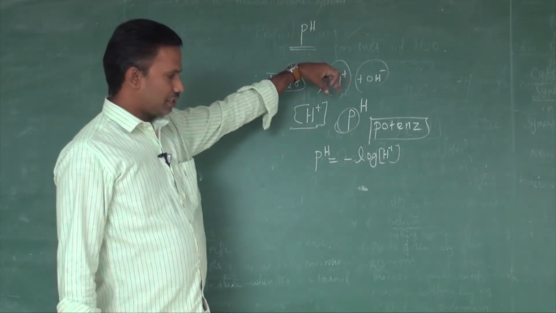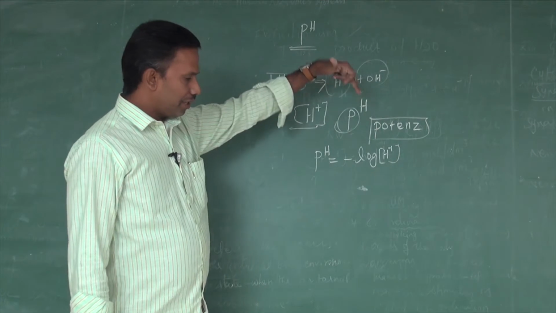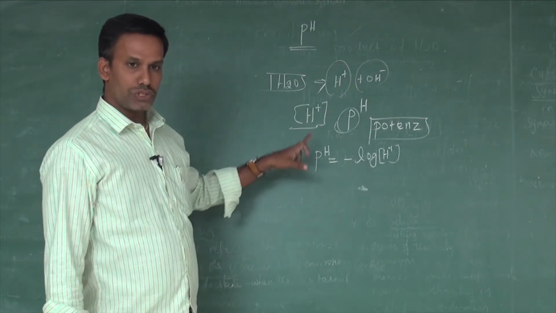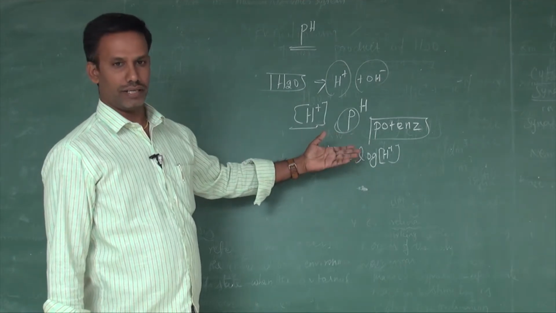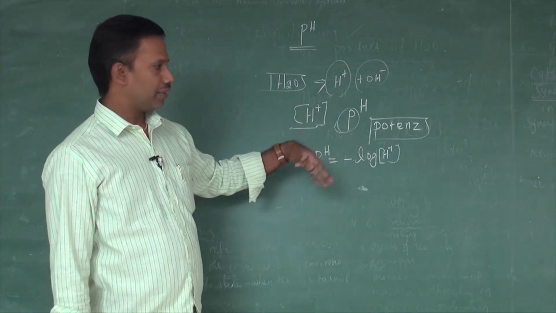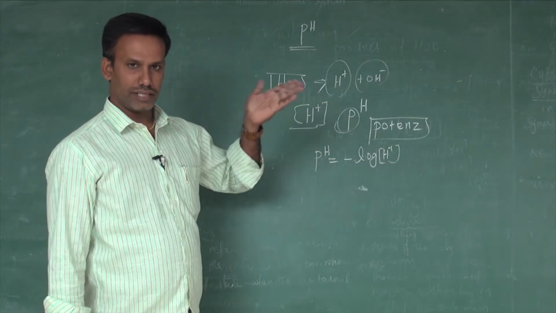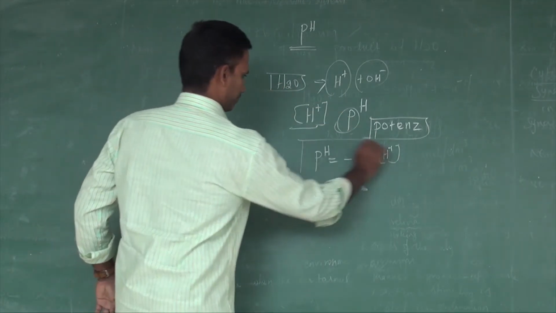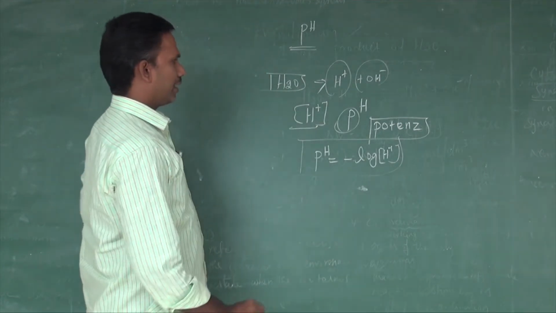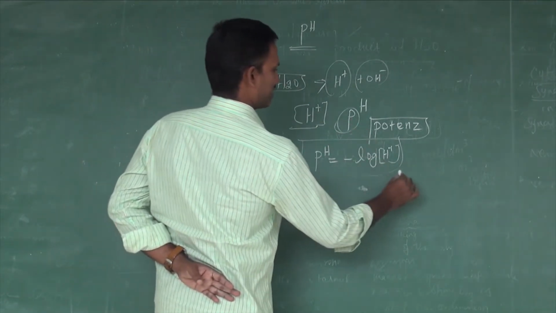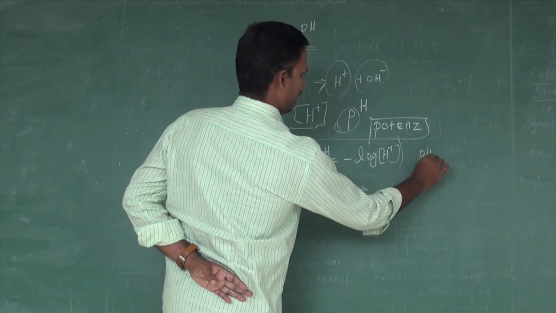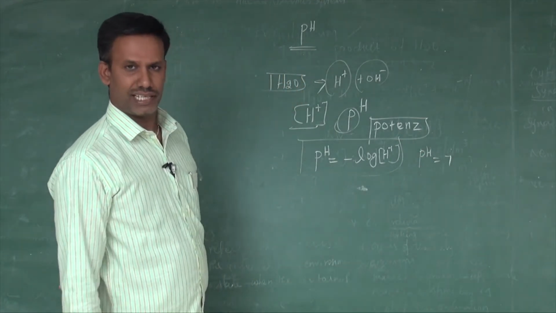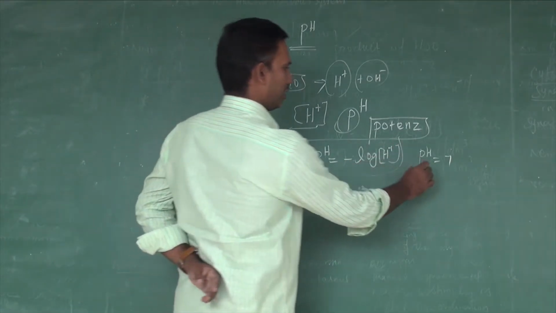If we know the concentration of H plus ion, we can calculate the pH. By using the pH, we can determine whether the solution is an acid or a base. Upon long experiments, they gave the conclusion that when pH equals 7, the solution is neutral.